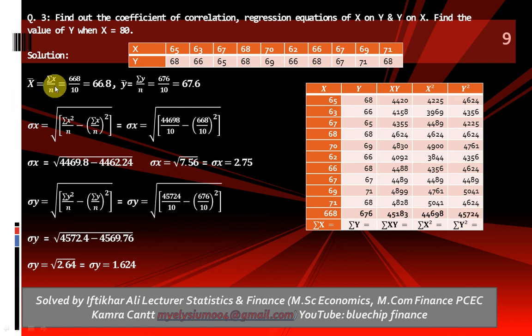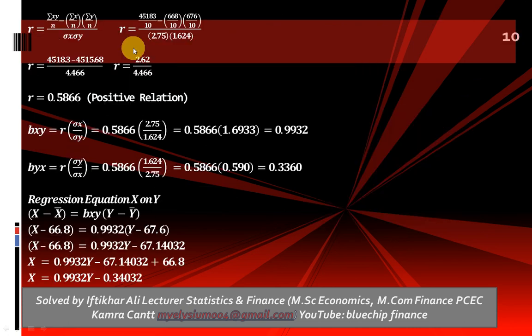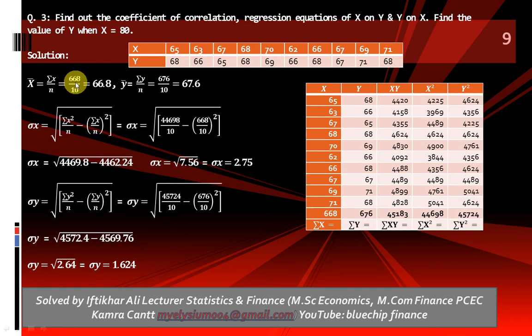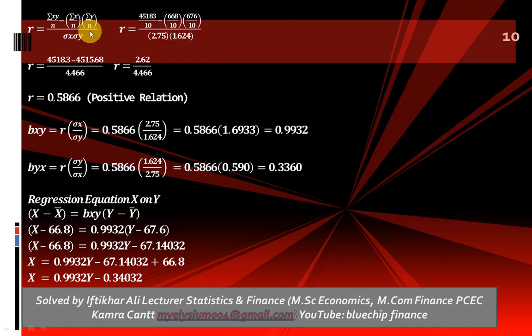So first of all, correlation. There are a lot of formulas for correlation coefficient. But a very common formula is sum of xy over n minus mean of x times mean of y, divided by standard deviation of x and standard deviation of y. So mean of x will be 66.8, mean of y will be 67.6. Standard deviation of x, as you can see here, the formulas and calculation are given here. So standard deviation of x is 2.75, standard deviation of y will be 1.624, and just simply put all these values into this formula and correlation coefficient will be 0.5866.